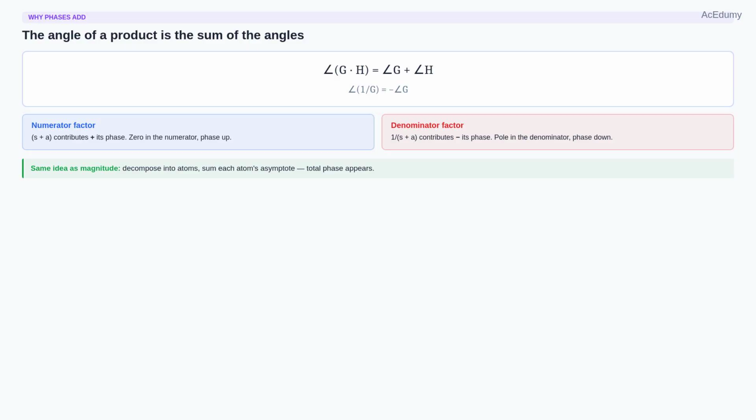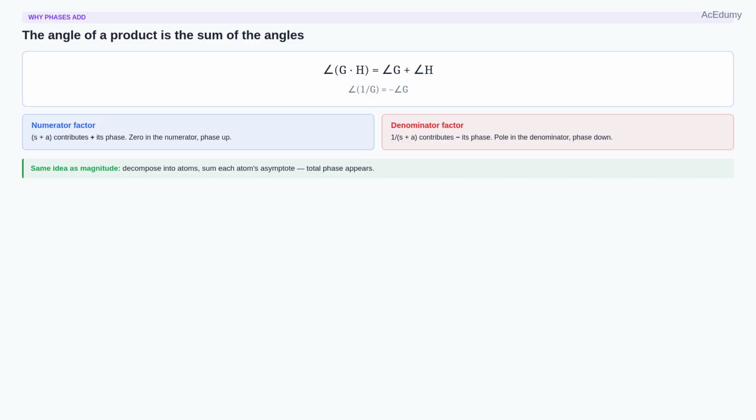Why phases add? The angle of a product equals the sum of the angles. Angle of G times H is angle of G plus angle of H. So when we factor a transfer function into atoms, the total phase is the sum of each atom's phase contribution. And division flips the sign. Angle of 1 over G is minus angle of G.